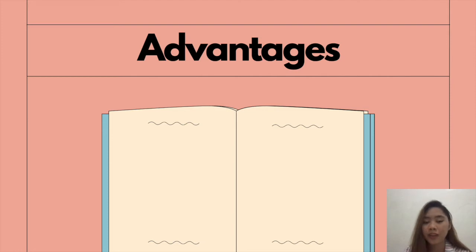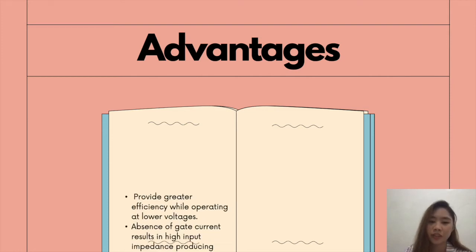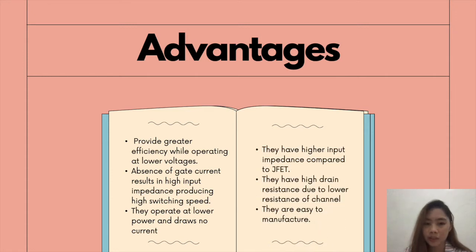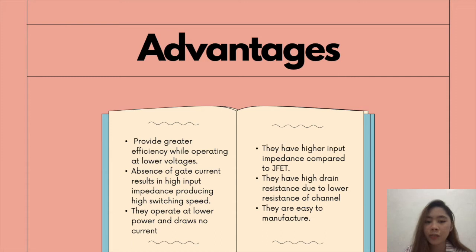Furthermore, we are going to discuss the advantages of the MOSFET circuit. It provides a greater efficiency while operating at lower voltages. The absence of gate current results in high input impedance, producing a high switching speed. They operate at lower current and draw no current. They have a higher input impedance compared to the JFET. They have a high drain resistance due to lower resistance of the channel. Next and last, they are easy to manufacture.